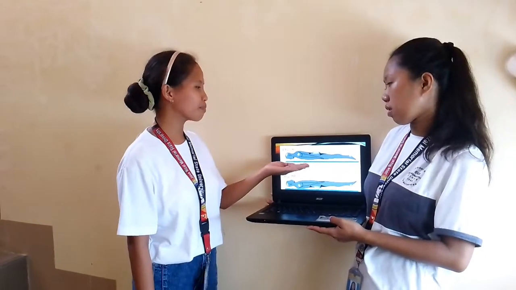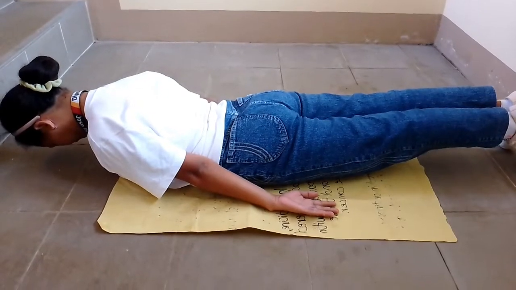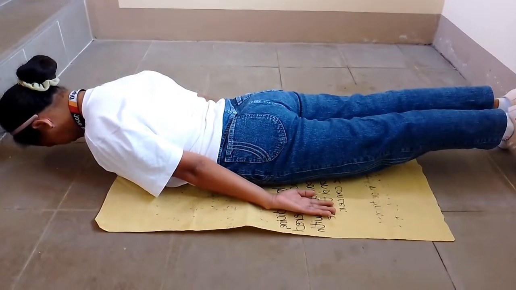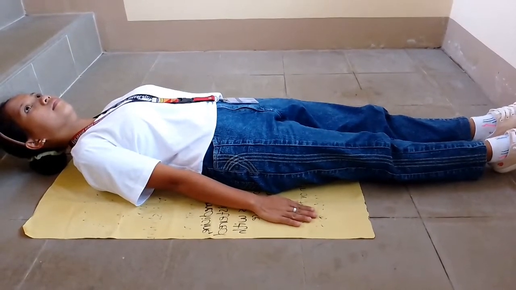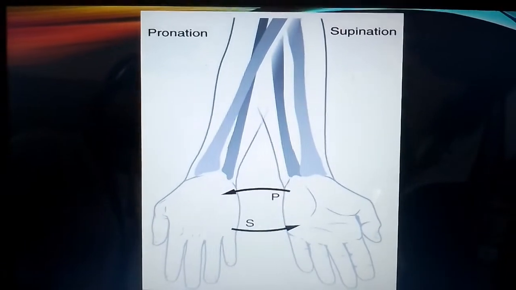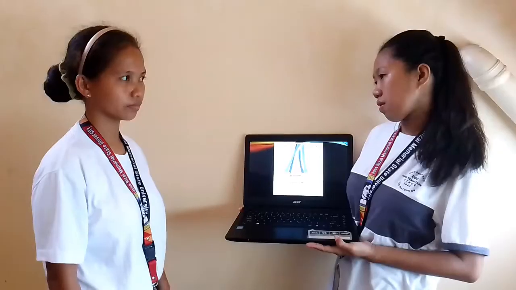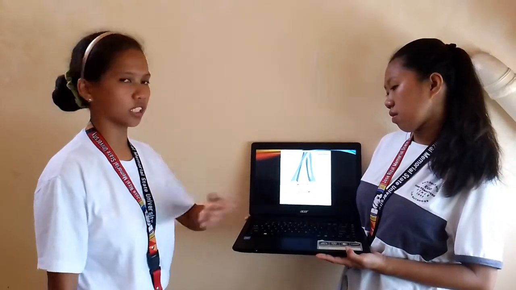This is an example of prone and supine. This is an example of pronation and supination.